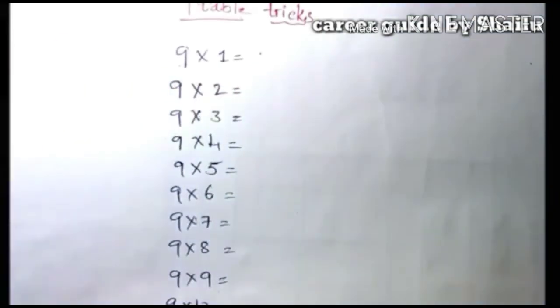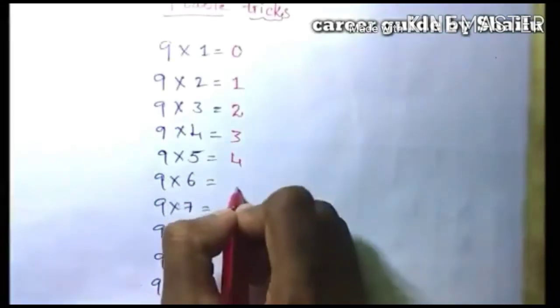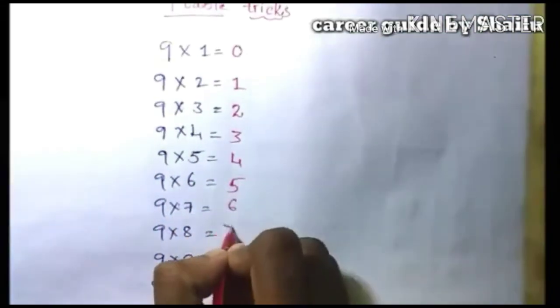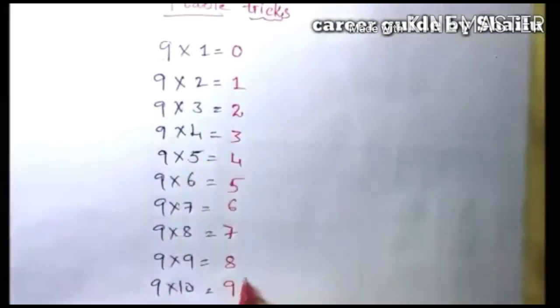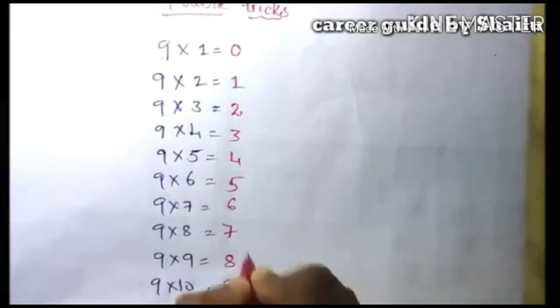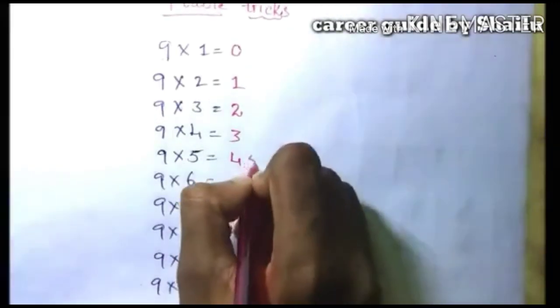I am back with 9 table. Here 9 ones are 9. This is what we know. But in order to remember it in a simple manner, I am writing 0, 1, 2, 3, 4, 5, 6, 7, 8 and 9. And write from bottom to top in the same way: 0, 1, 2, 3, 4, 5, 6, 7, 8 and 9.